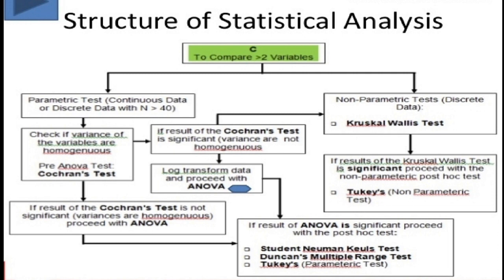Under the head parametric test, we have different varieties of tests. We have ANOVA. ANOVA means analysis of variance. We can have one-way ANOVA, also known as two-way ANOVA, and multivariate ANOVA, also known as MANOVA.